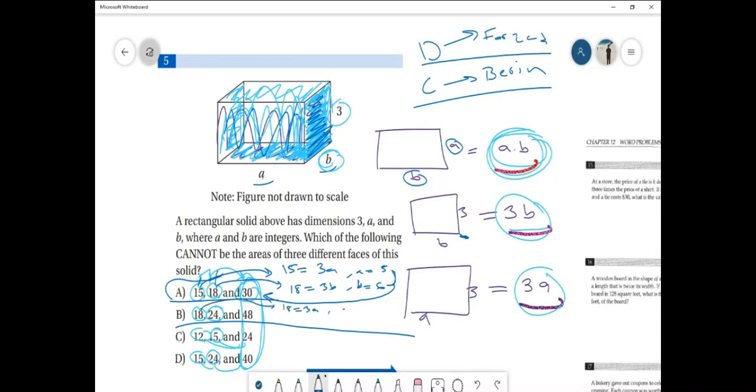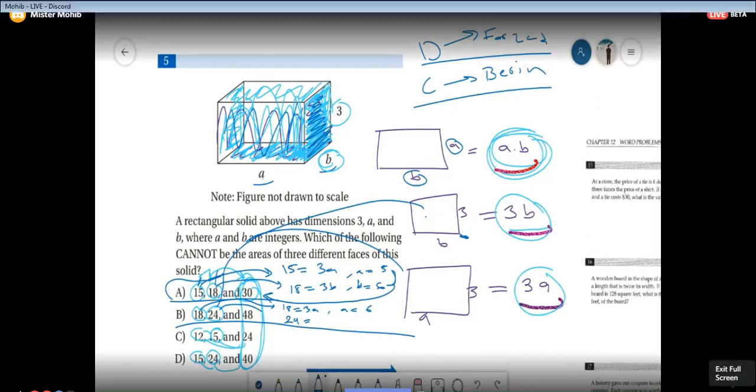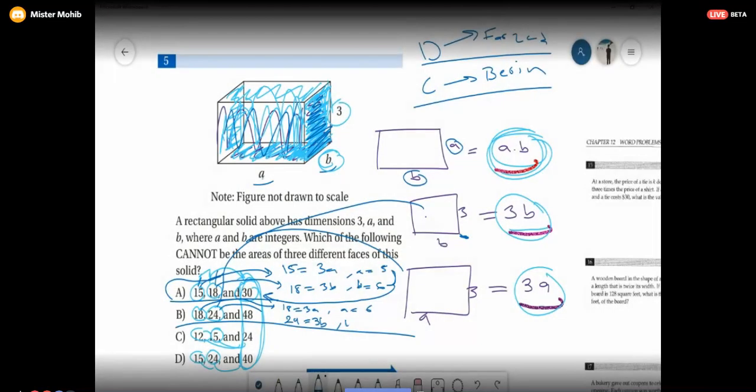Let's assume 15 is equal to 3A, or you can say 3B, it doesn't matter. At the end, it will give you the same answer, because when you find A and B and multiply, it makes no difference. So A will be 5. And when you place 18 as equal to 3B, B will be 6. When you multiply this, it should give you 30. Is it giving you 30? Yes, 5 times 6 is 30. Okay, no problem. This is true.